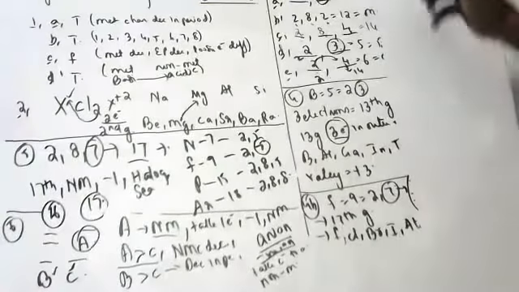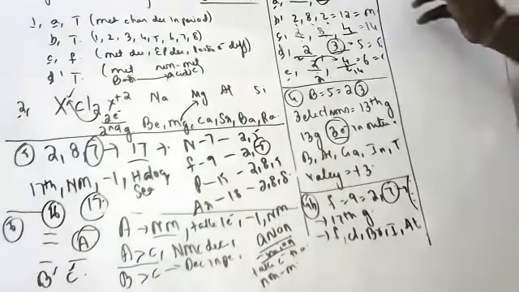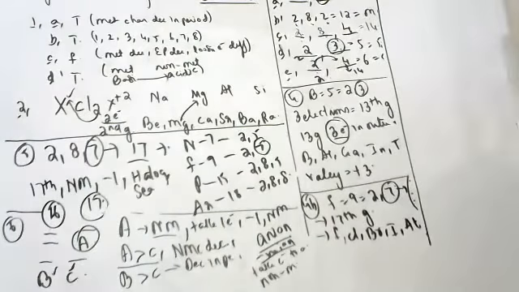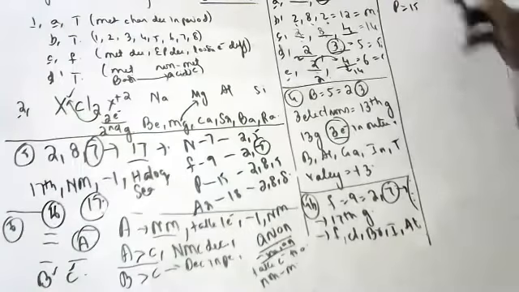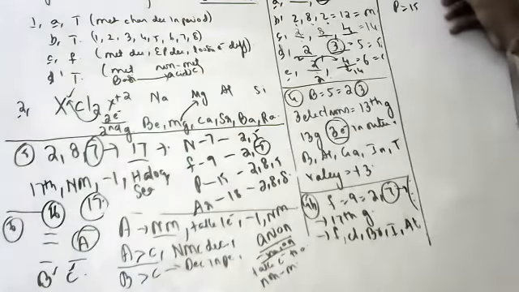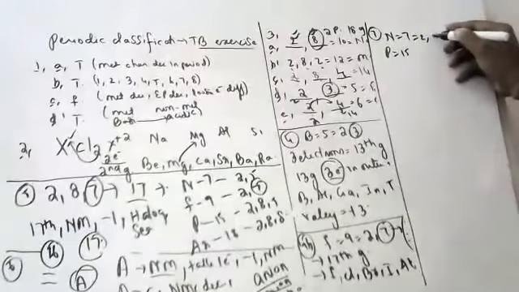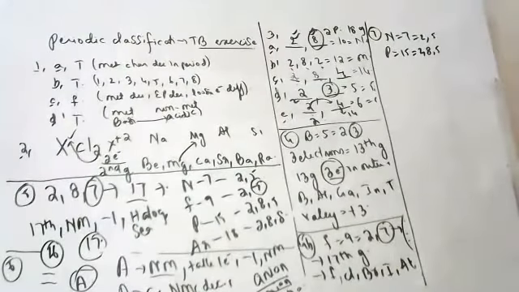Okay, children. Next one. Seventh question, I am discussing here. Nitrogen, atomic number 7. Phosphorus, atomic number 15. Write the electronic configuration. Nitrogen is 2, 5. Phosphorus is 2, 8, 5. Which is more electronegative?